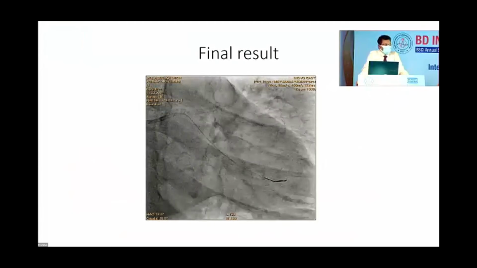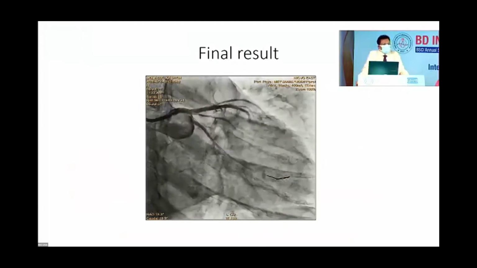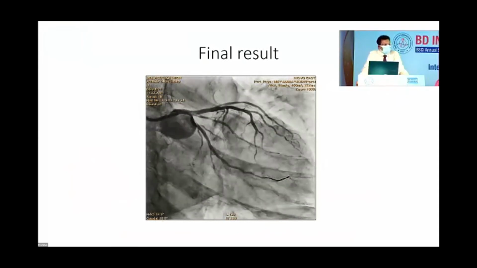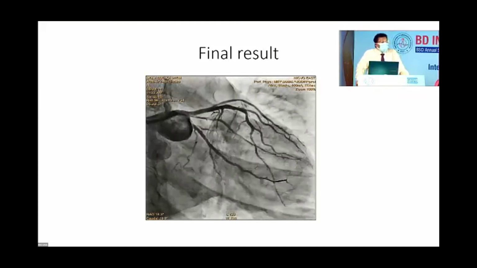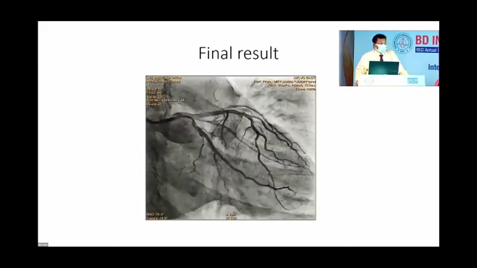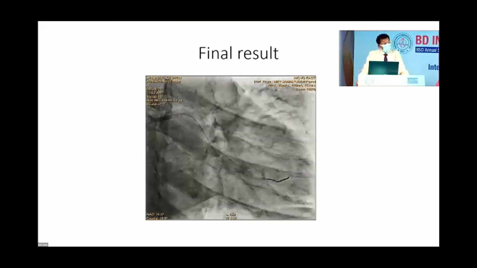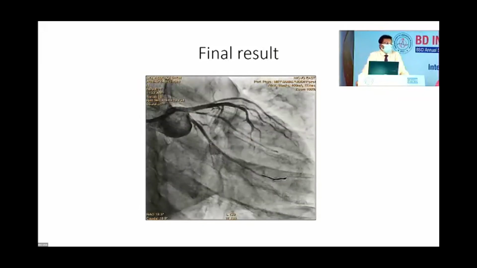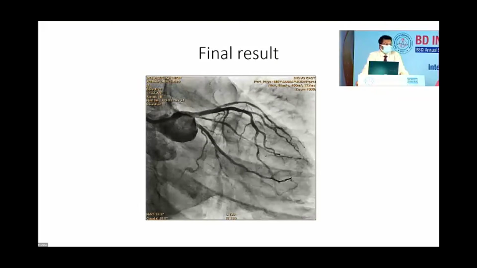How about IVUS now, Jamal bhai? Yes, that is an important issue, sir. Dr. Ashok marked it very correctly: when I pulled back both the balloons after the final kissing balloon inflation, distortion of the stent occurred, and part of the stent was pulled back into the aorta, hanging in the aorta with the rest in the left main.